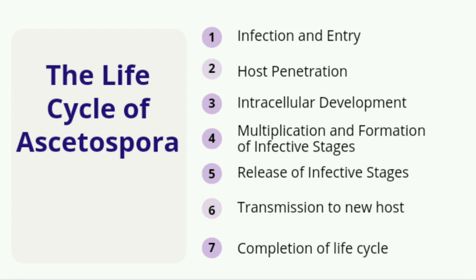The sixth stage is the transmission to new hosts. The released infective stage aims to infect new hosts. This transmission can occur through direct contact between hosts or through the water in which the hosts live. And lastly, the completion of the life cycle. The cycle continues as new hosts become infected, and the ascetosporian parasites undergo reproduction and development within these hosts. Once again, I would like to note that these stages may actually vary among different ascetosporian species.